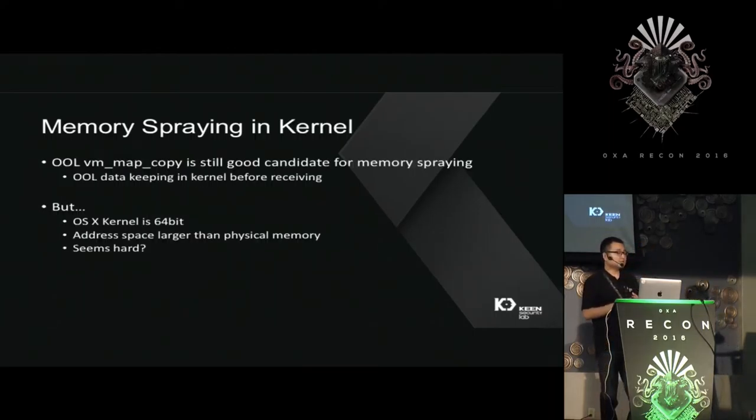So let's think about memory spraying in the kernel too, because although the vm_map_copy structure is mitigated a lot, it still has some good features for memory spraying: before you receive the data, the OOL data will be kept in the kernel.